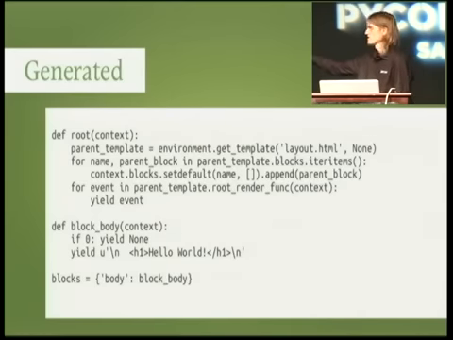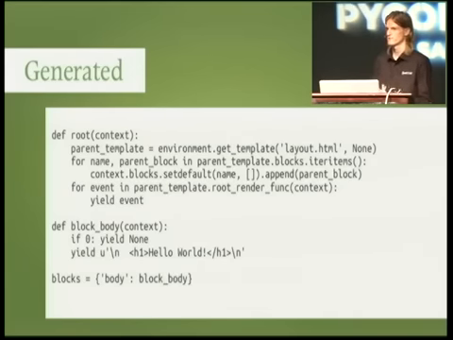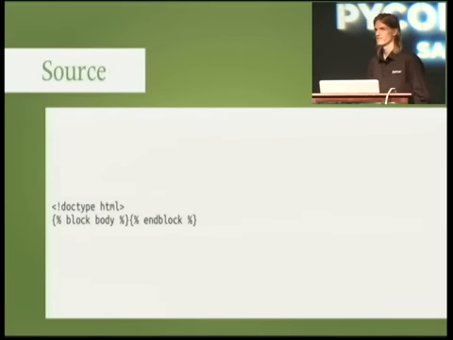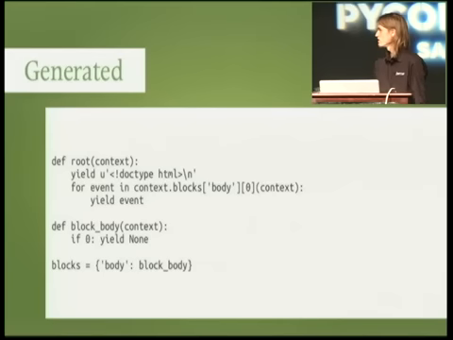The if zero yield none is inserted by the compiler for simplicity reasons. It basically forces a function to become a generator. This shows up in more places, but I forgot to delete it here. The if zero yield none is basically removed at compilation in the Python interpreter, so it doesn't do any damage. And if we look at how a template works without inheritance, it's just for each and every block yielding the events, and each block is essentially a function.